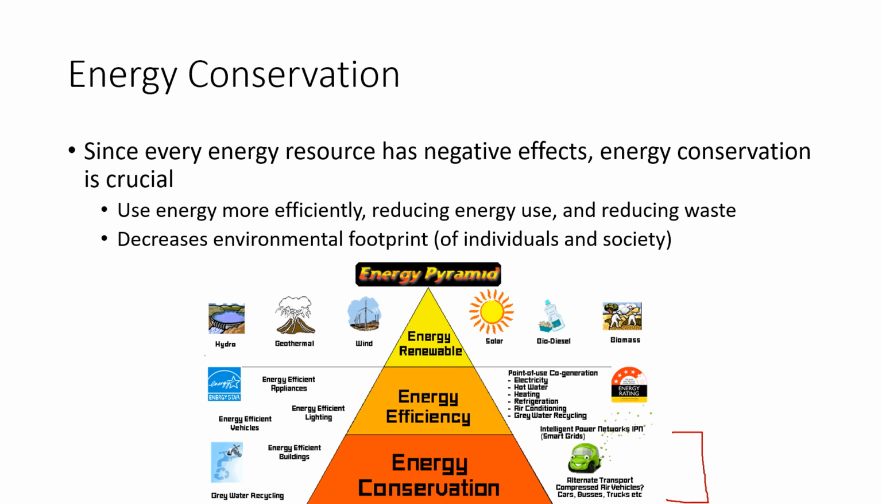Energy efficiency is the next tier up in this pyramid, and that's looking at energy efficient appliances. That could be Energy Star appliances, which is a federal program that ranks energy efficient appliances and gives them the Energy Star if they meet their qualifications. And that could be for any type of appliance. That could be for a refrigerator, dishwasher, a hot water heater, etc.